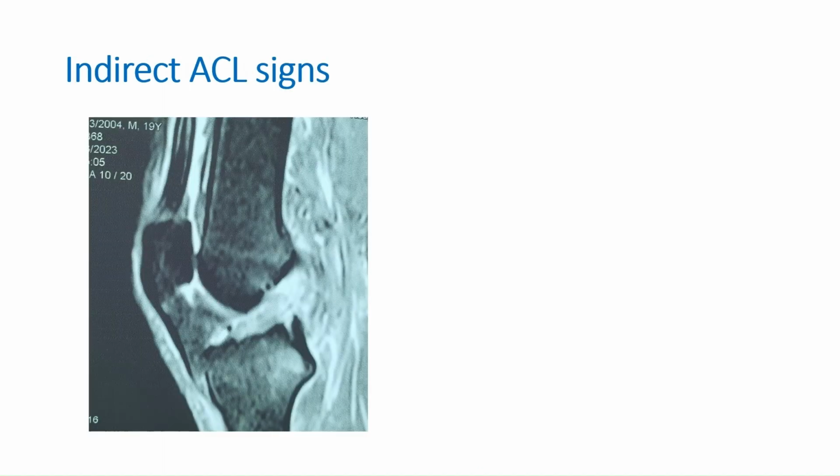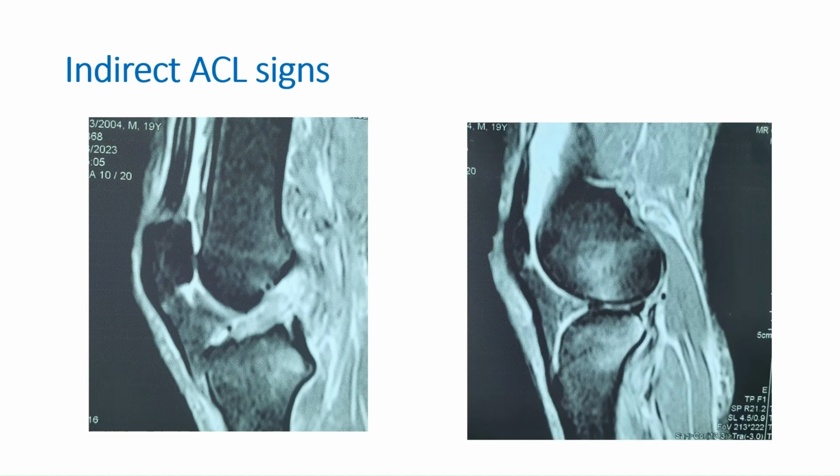So if you see fuzzy fibers of the ACL, this is a sign of ACL injury, although we can see that these fibers extend from the tibia to the femur. And of course, if we see the characteristic bony contusions on the posterior aspect of the lateral tibial plateau and in the mid-lateral femoral condyle, this is a classic indirect sign for an ACL injury.